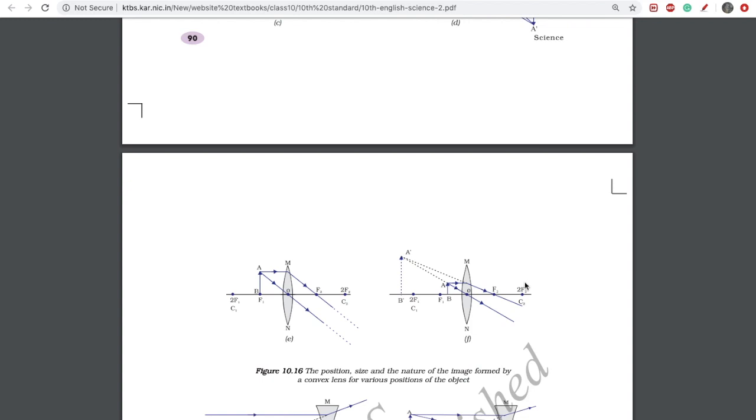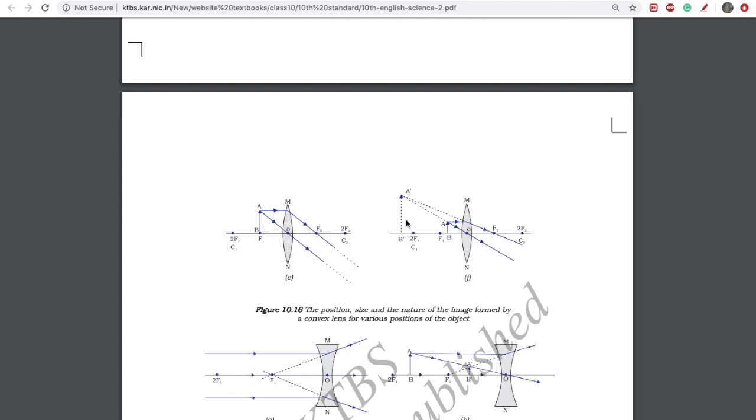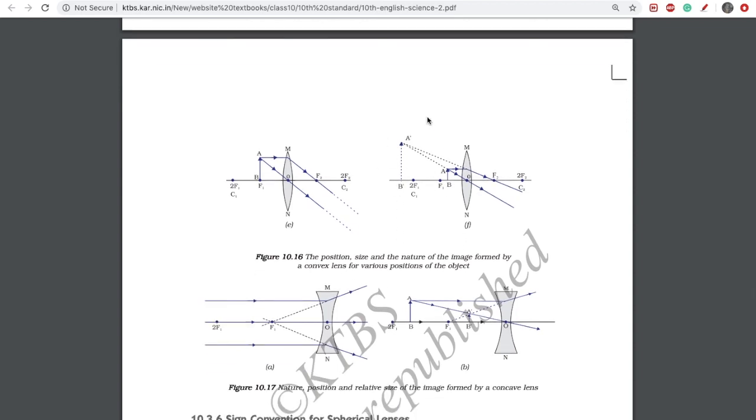Okay, so if you keep an object here and if you see from here, then you will feel as if there is an image here, but if you keep the screen there, there will be no image. Okay, understood all? See, a virtual image is never captured on the screen. So if I keep a screen here, this is a real image. Then that image we can see on the screen. But for a virtual image, if you keep your eyes here and see through the lens, you will feel as if there is an image here. But if you keep a screen, there will be no image. Okay, these are the cases for convex lens.